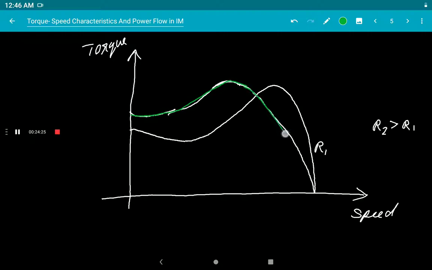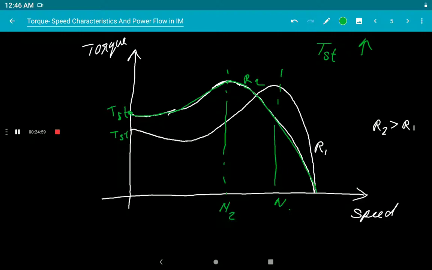Here you can see what changes occur on this curve, that is for R2 greater than R1. Here you can see the starting torque increases, and this one is the starting torque, at this point it increases. Then what happens? The maximum torque will be attained at a speed lower than in the first case, N2 is lower than N1. And also we can see the motoring zone or stable zone is increased when the rotor resistance is increased. Operating area will be increased.